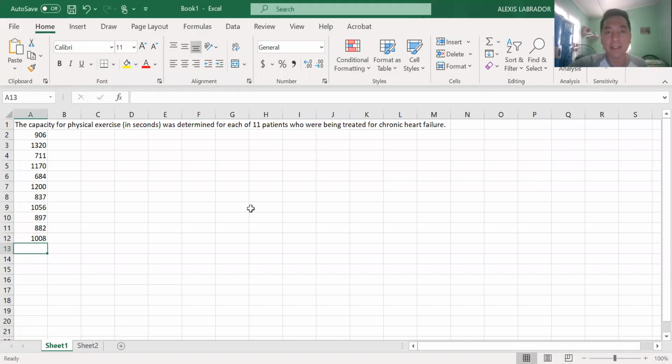Okay, so as you can see on my screen right now, nandito yung ating given problem. So we have here 11 data, which is about the capacity for physical exercise in seconds for each of these 11 patients who were being treated for chronic heart failure. Now, paano natin gagamitin itong updated model to solve for the most common statistical tools such as the mean and standard deviation for this given data set?